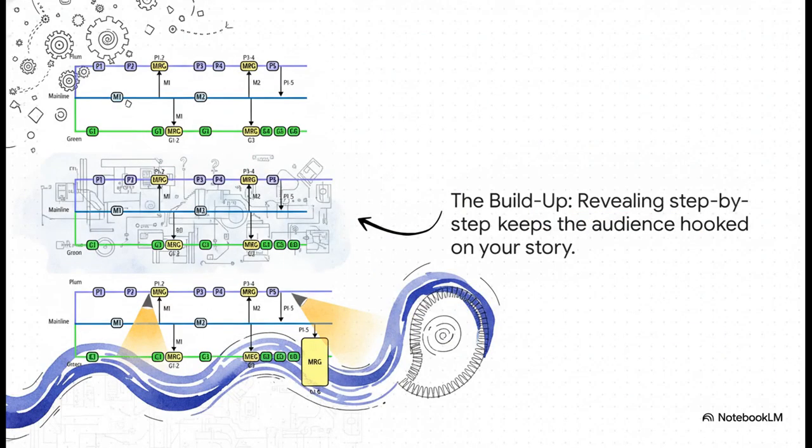But now, look at this. Same information, but we're building it up. We start with the first piece, explain it, click. The next piece appears, we explain that. Click. You see, you're building a narrative. You're creating a little suspense. And most importantly, you're keeping everyone's eyes and ears exactly where you want them. This is how you tell a story with architecture.